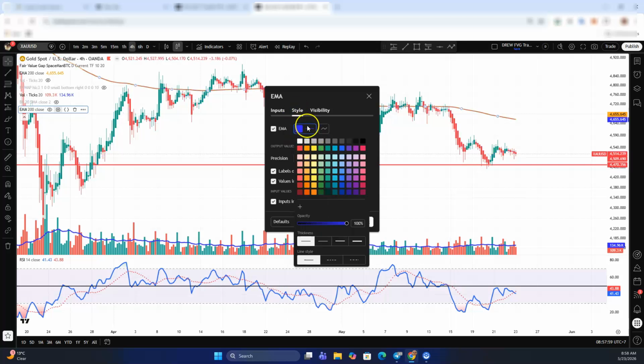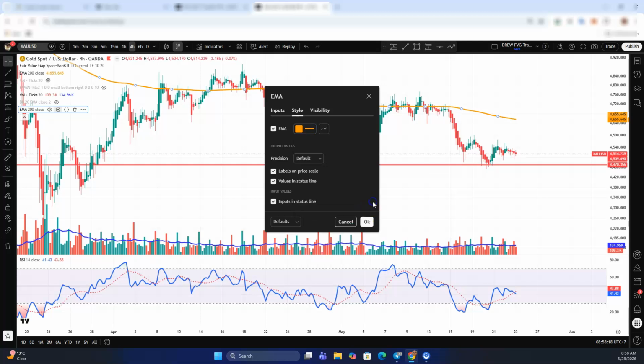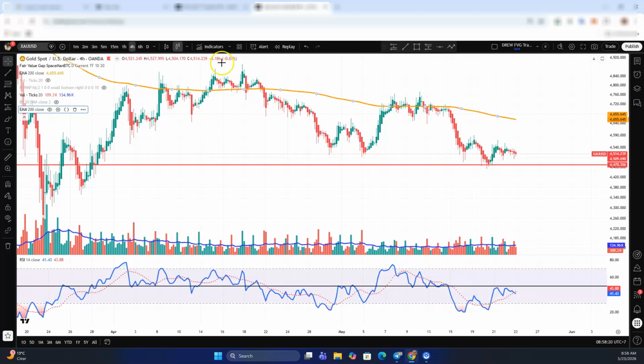Style, that's the colour of it. Click on that. I've got it on orange. Choose your colours. So let's say that one there. Then you want to make that thicker. These are the thicknesses, it's up to you. I always have it on about there, I think. And then I OK it, and it's been added to my chart. I've got two of them on there now, so I'll quickly get rid of one of them. Anyway, so that's your 200 EMA.